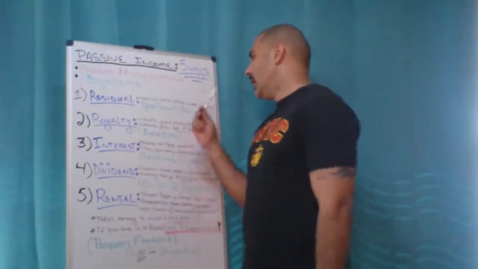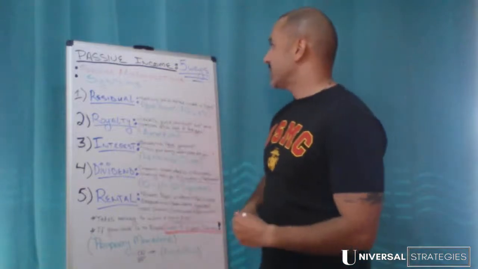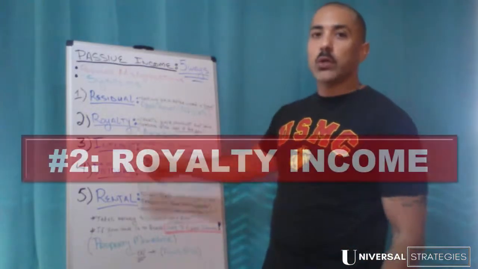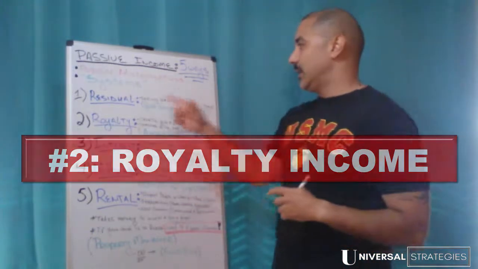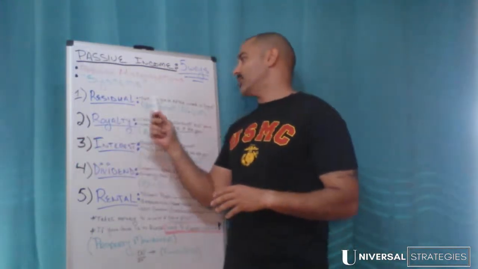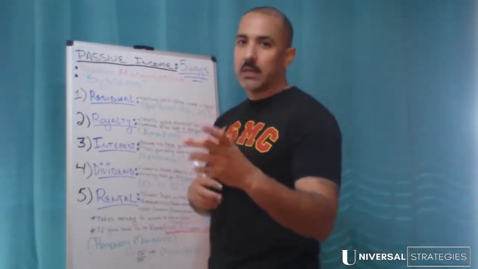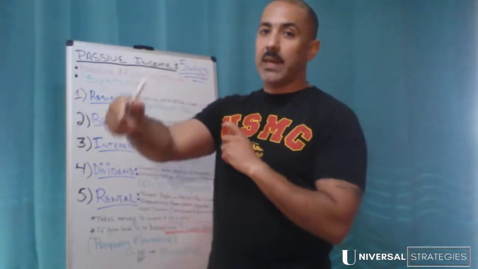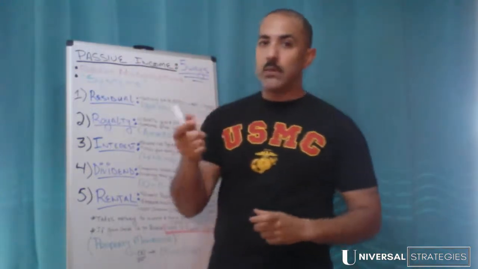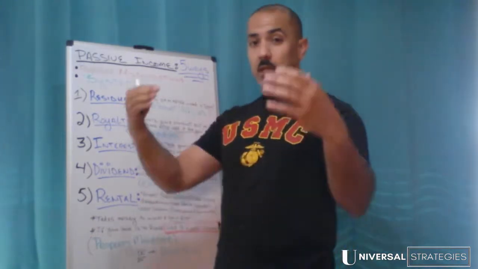So let's move on. The next passive income stream is royalty income, right? The difference between royalty income and affiliate income is that in an affiliate, you promote somebody else's product, and once you make that sale, you get a commission. In royalty, it's basically your product.